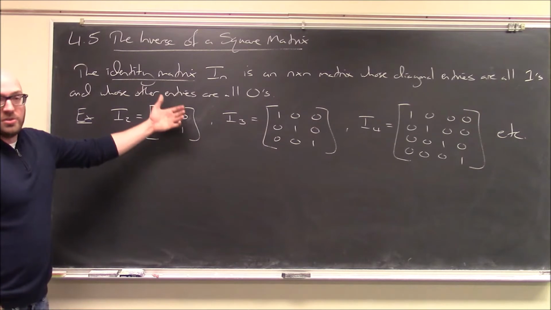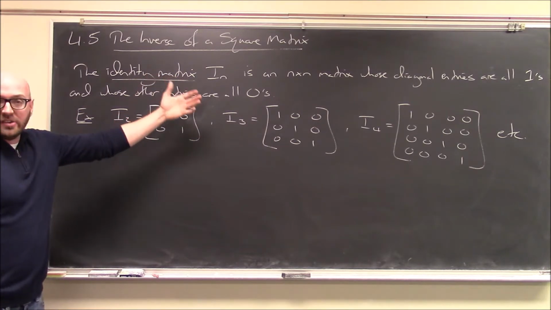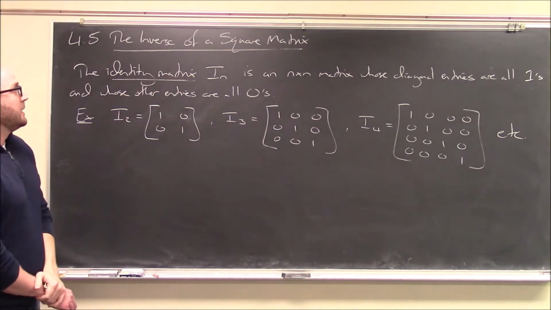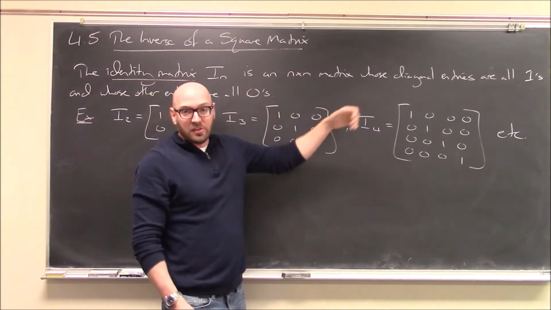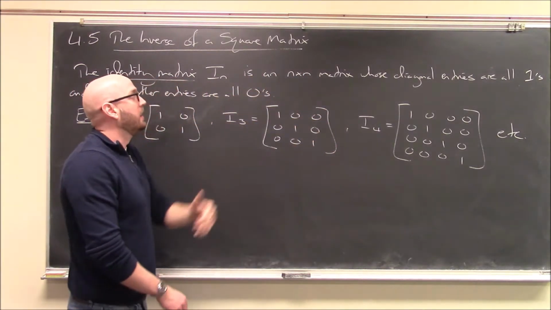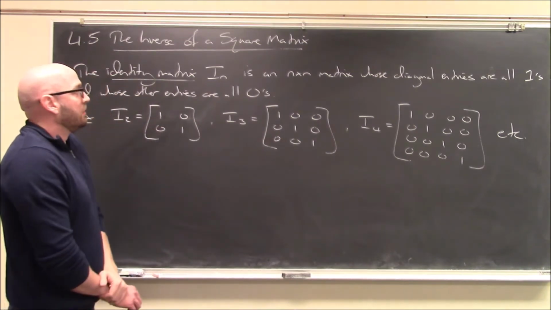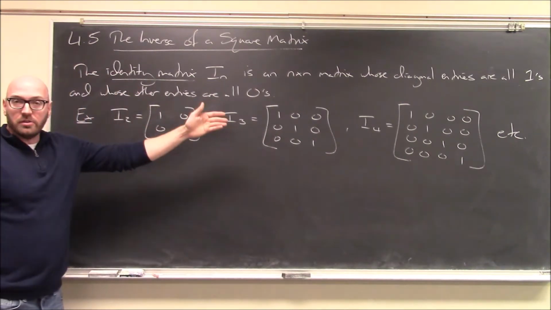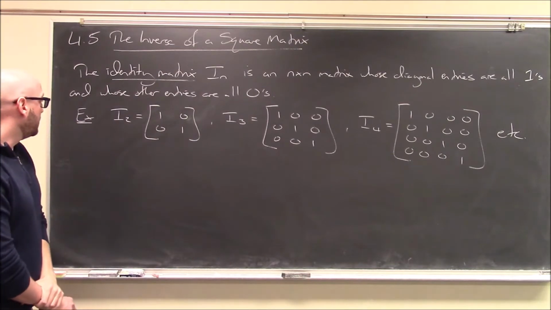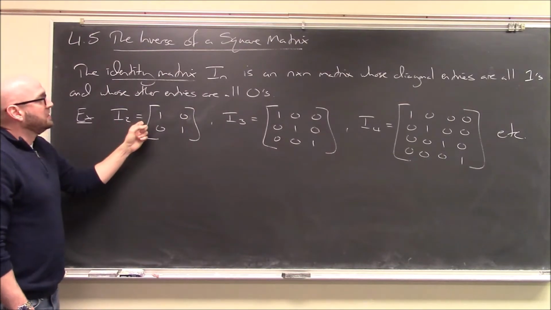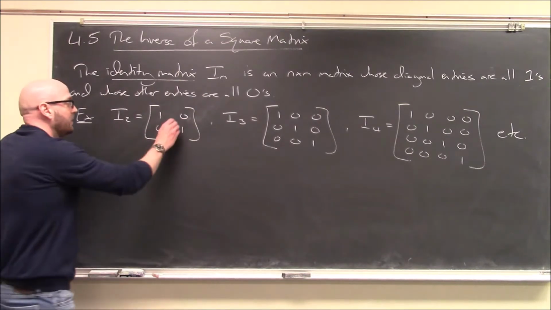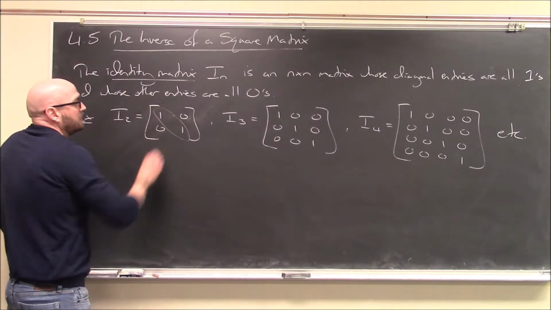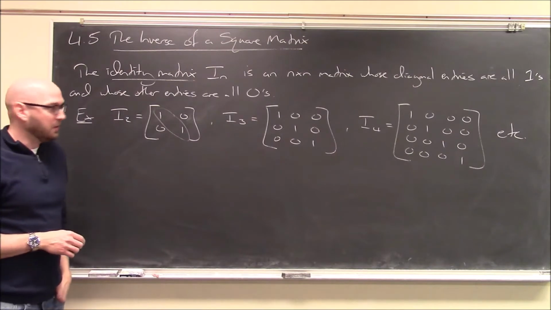The identity matrix, usually denoted I or I sub n, or if you really want to indicate what size it is, the identity matrix I sub n is an n by n matrix, so a square matrix, n rows, n columns, whose diagonal entries are all ones, and all of the other entries are all zeros. So for example, I2 is just this 2 by 2 matrix, 1, 0, 0, 1. All of the entries on the diagonal are ones, everything else is 0.